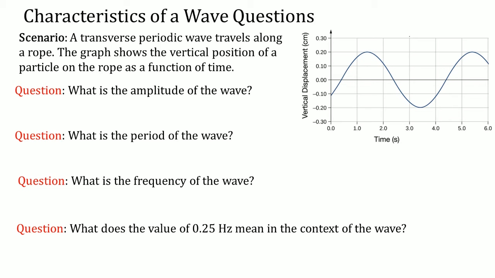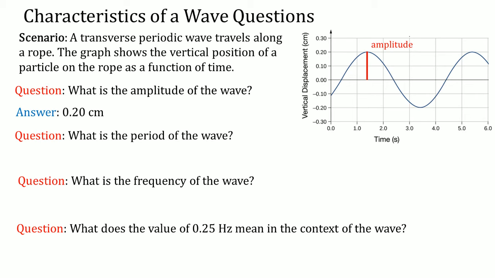Let's take a look at a problem where we can determine the characteristics of this wave. The scenario here is a transverse periodic wave travels along a rope. The graph shows the vertical position of a particle on the rope as a function of time. First question, what is the amplitude of that wave? So we go from the equilibrium to the crest, and that has the value of 0.20 centimeters.